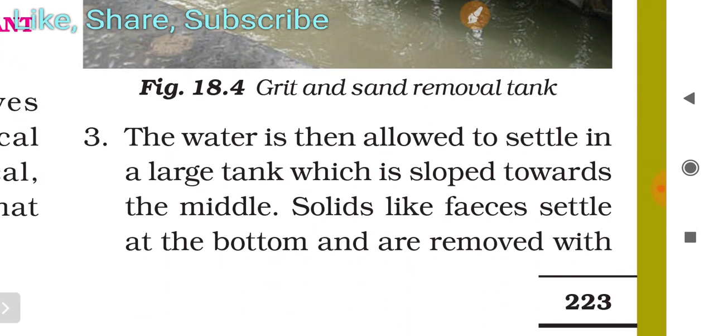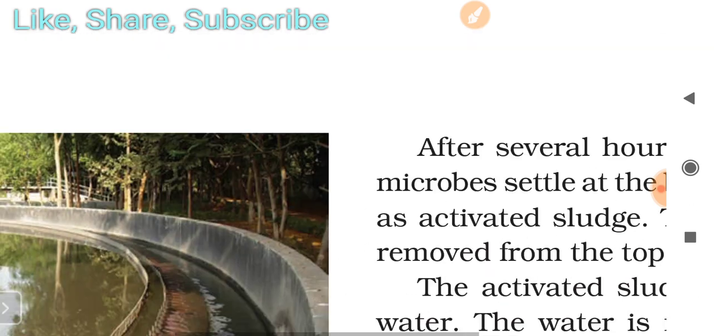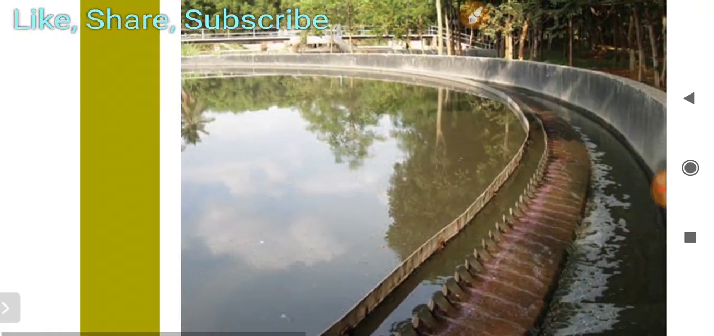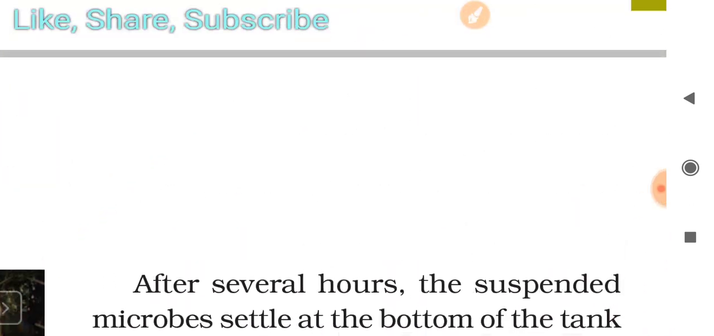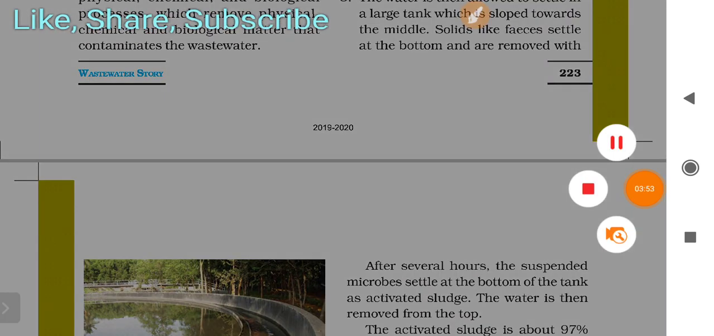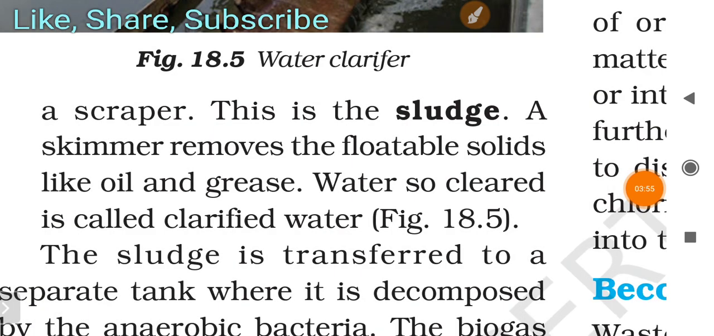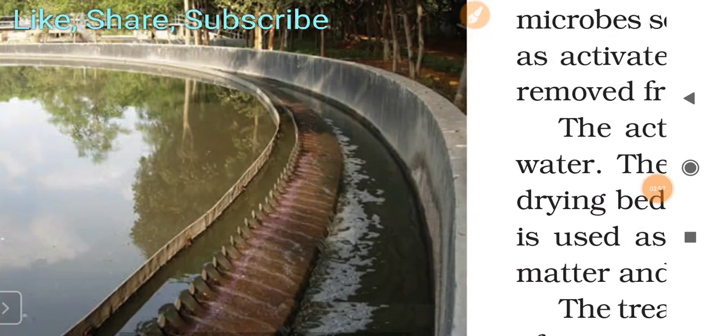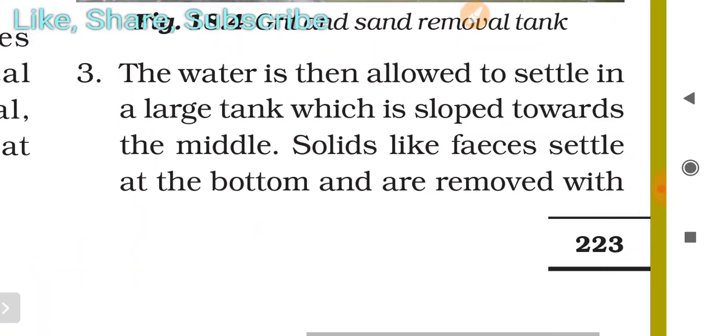The water is then allowed to settle in a large tank which is sloped towards the middle. Then in the third method, we allow it to settle in a large tank sloped towards the middle. Solids like feces settle at the bottom and are removed with a scraper. This is the sludge. This is an important thing which you have to understand. Read it one time carefully.